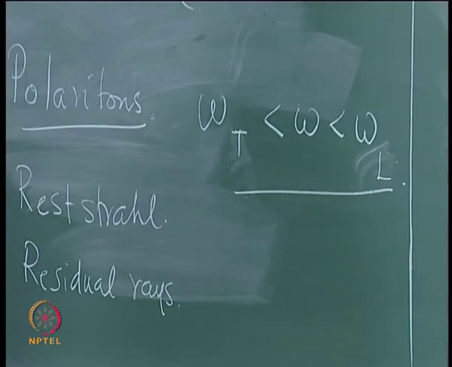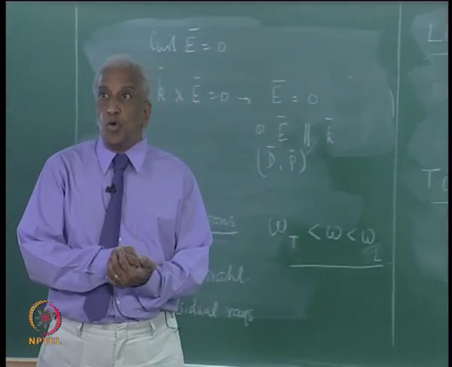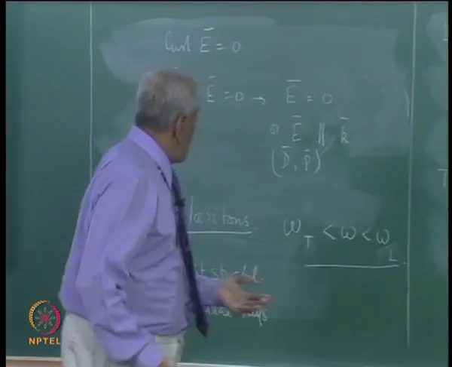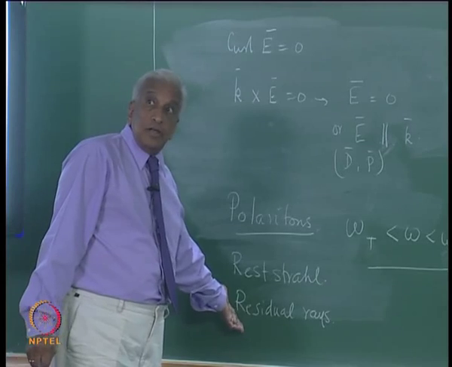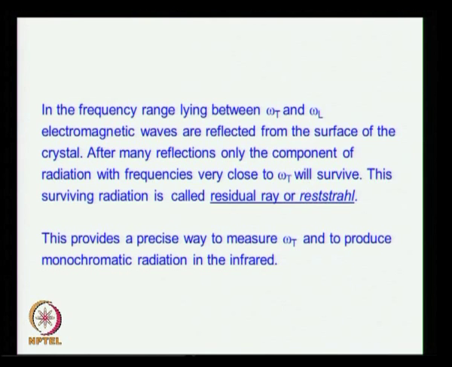So, you can have a very precise way to measure the transverse optic mode frequency and also to produce monochromatic radiation close to omega T, which lies in the infrared. So, these are some applications of this behavior.